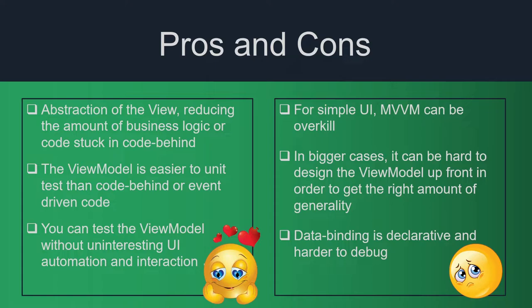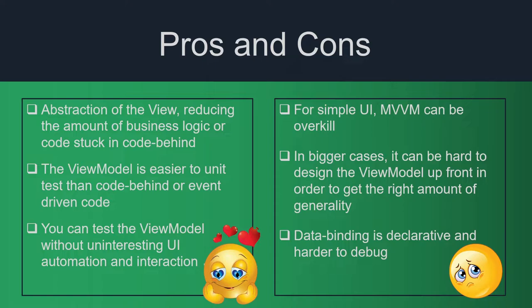Also, the view model is easier to unit test rather than having to test the code-behind behaviors, so you don't need to worry about any event-driven code. And the testing of the view model can be done without any uninteresting UI automation or user interaction.